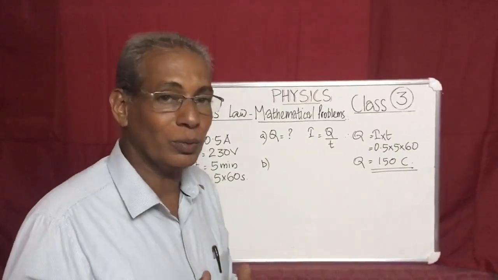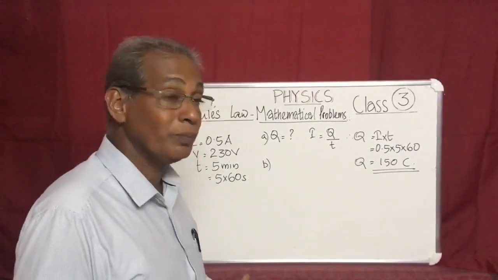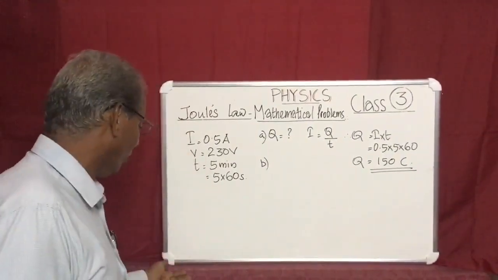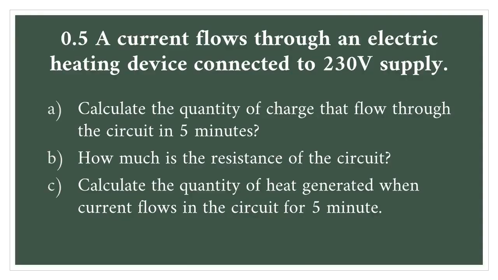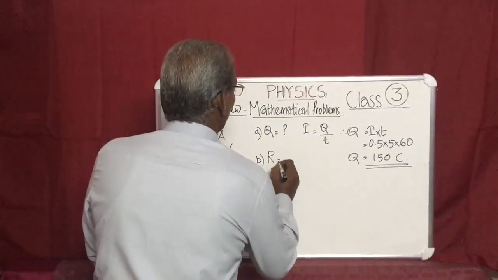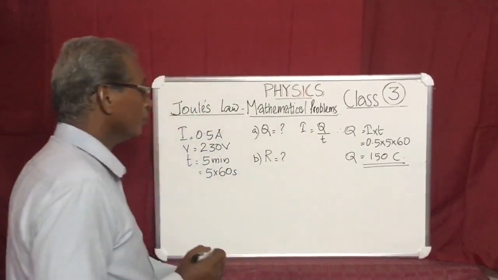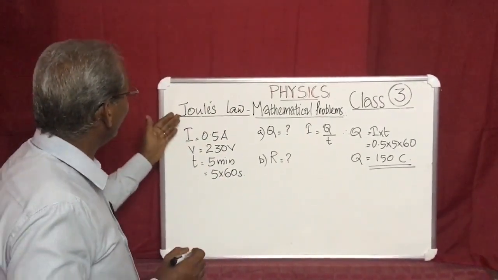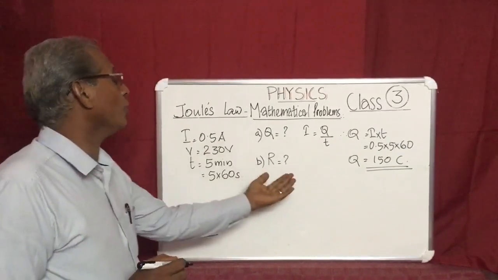Now we are going to see the next part, B part. What is asked in B part? How much is the resistance of the circuit? Resistance, the letter is R. The question is, what is R? You analyze the data. We have to get R.